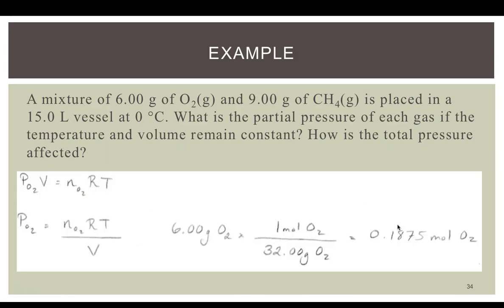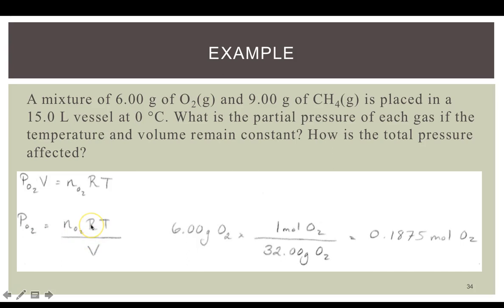So let's think about this. Let's break this down piecewise. Let's just start with oxygen. What happens if we had oxygen under those conditions, where it was just oxygen at 15 liters and at 0 degrees Celsius? A reasonable assumption. We're just going to assume the CH4 is not even there. What's the pressure associated under these conditions? So we rewrite PV equals nRT specifically as the pressure of oxygen times the volume equals the number of moles of oxygen times the constant times the temperature of the system. Rearrange to solve just for PO2 by itself. So we end up with this equation.